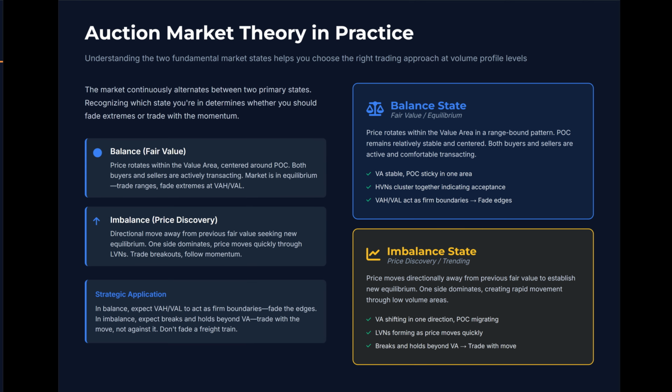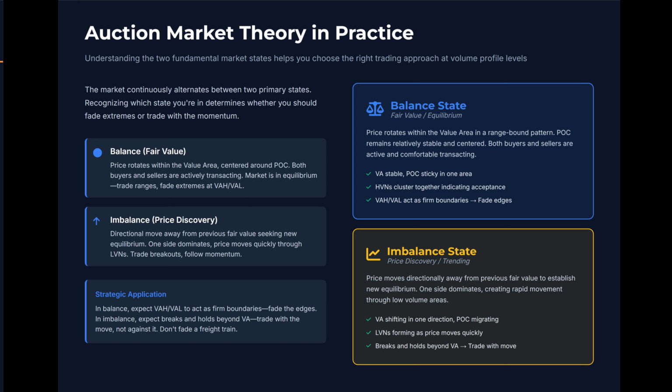Now we're transitioning into auction market theory in practice, which is the conceptual foundation that underlies everything we've been teaching you about volume profile trading. If you understand these two fundamental market states, balance and imbalance, you'll have a mental framework that transforms how you read charts, interpret volume profiles, and make trading decisions in real time.